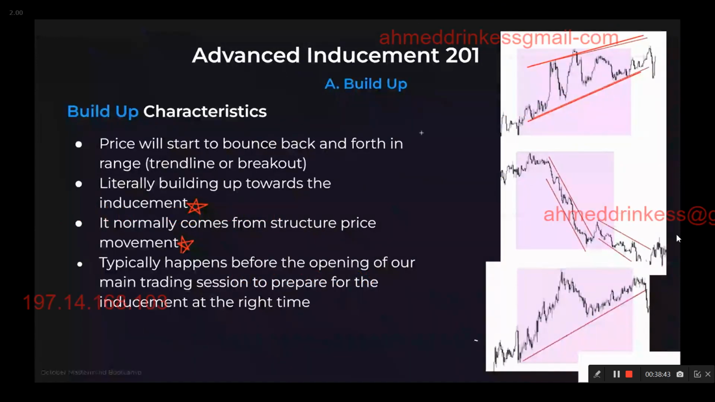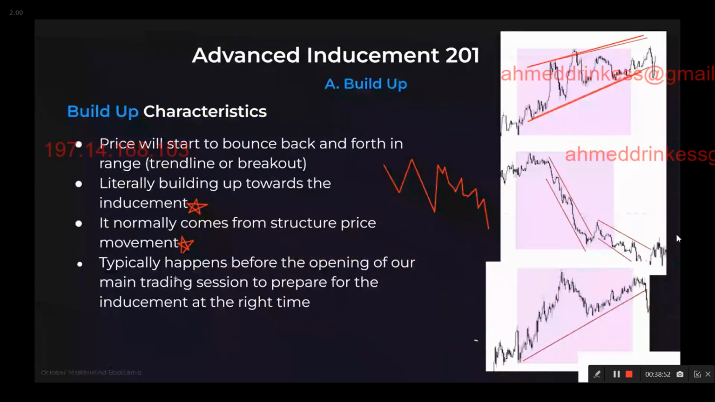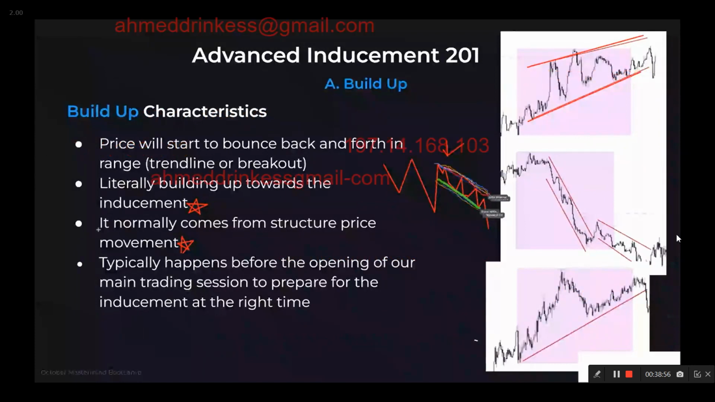So if I were to ask everyone right now, if you had this, where is the buildup and where is the inducement? You guys want to annotate right here. Beautiful, right? Keep it like that. We're building up towards the inducement. Good. Just to make sure we're all clear on that, right?